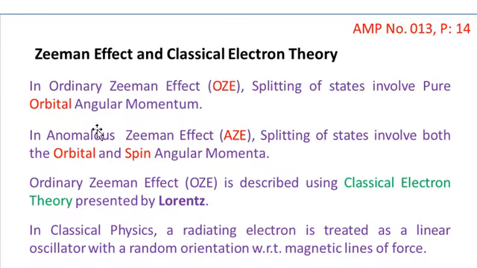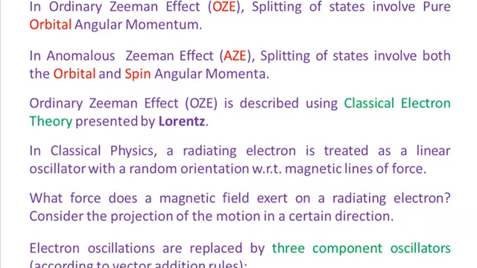So you see that here I have explained the difference between the two. For the ordinary Zeeman effect, the atoms should have only pure orbital magnetism. But to observe the anomalous Zeeman effect, the atoms in the sample are required to have both orbital and spin magnetisms. The ordinary Zeeman effect (OZE) is described using a classical electron theory presented by Lorentz, which we also want to reproduce over here.